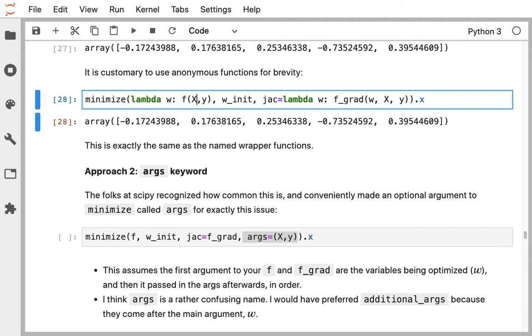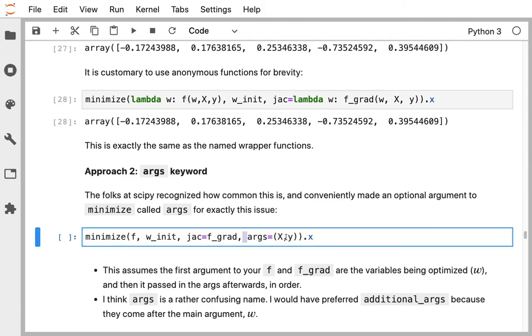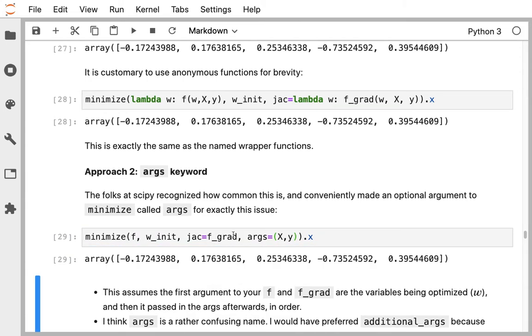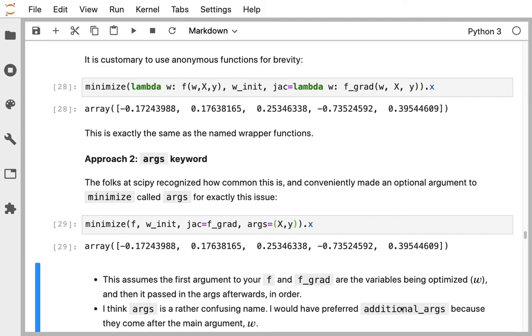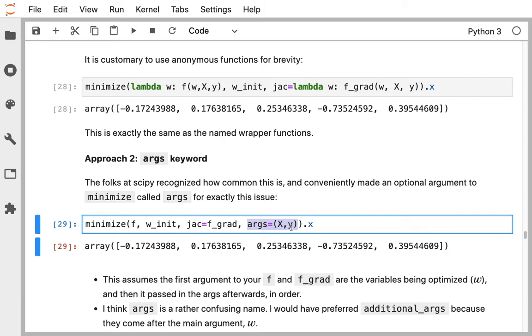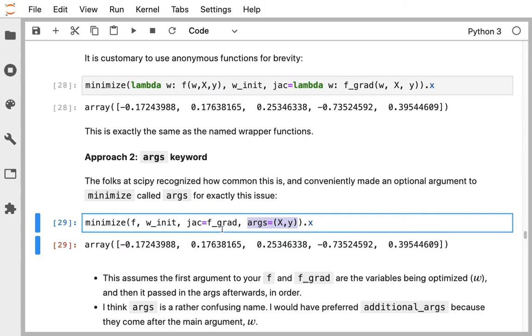If w is the last argument for some reason, then this would still be fine. But when you're using args, you don't have that level of control. So it's assuming that the first argument of f and fgrad are w followed by whatever you put in here. And that's pretty much it. So that works. I just want to say I think args isn't a very good name. I think additional args or something like that would have been a better name, because these are the additional arguments or extra arguments that are passed to f and fgrad in addition to w, which is going to be the first argument.